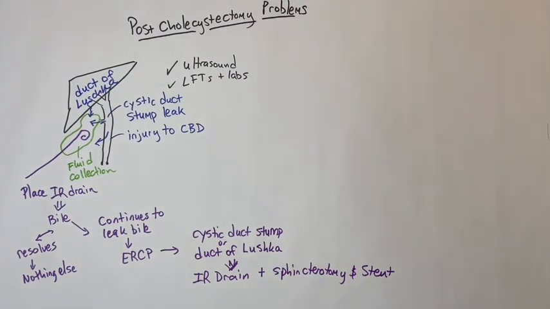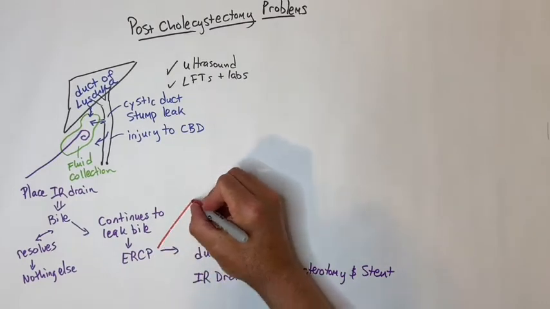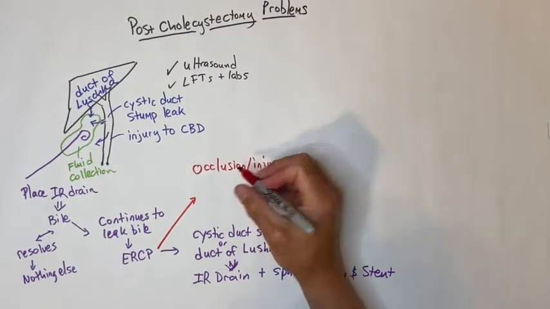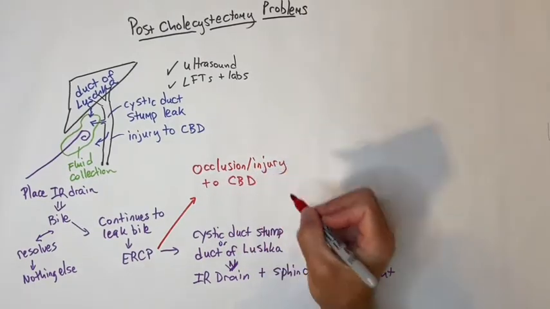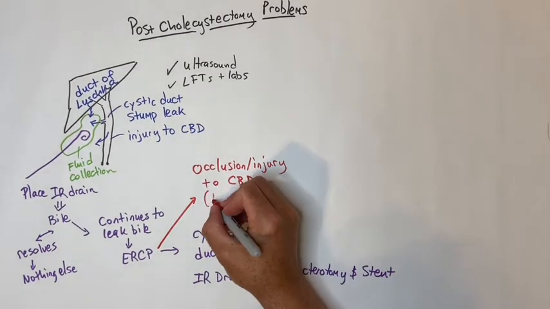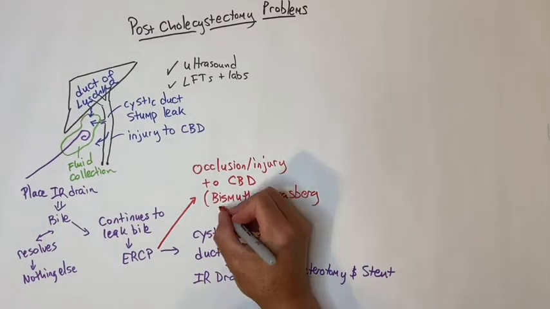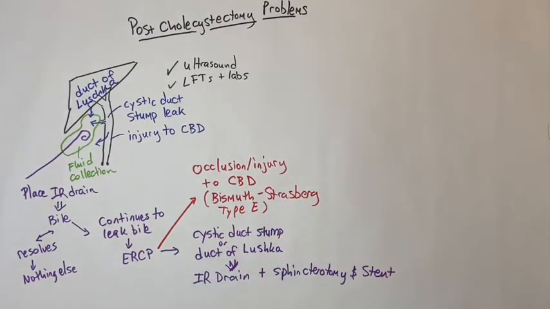If the patient's initial workup shows no fluid collection, but there's a very dilated bile duct and an elevated bilirubin, this is also concerning for a common bile duct injury. Main common bile duct or common hepatic duct injuries are known as type E injuries in the Bismuth-Strasberg classification.